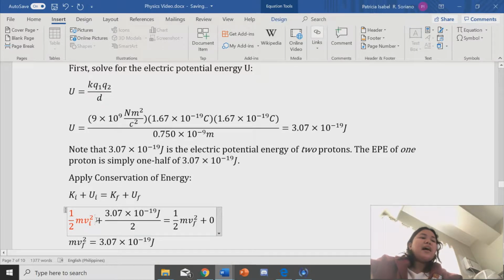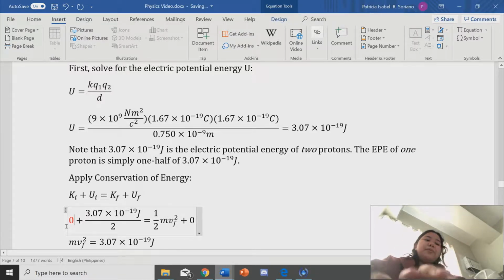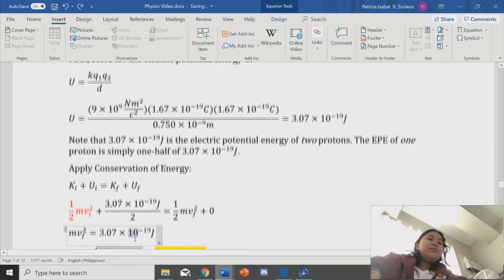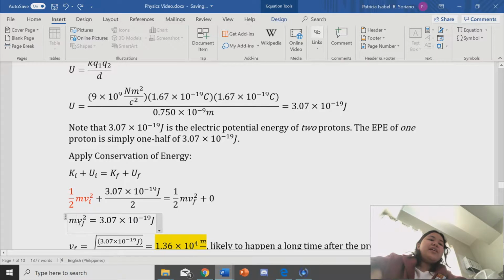Then, notice how I've highlighted this in red. You know how our given is 0 meter per second for the initial velocity, right? Since they're both released from rest. So that would mean this entire thing essentially gets cancelled. So it's going to be equal to 0. So, in short, we would be left with this formula. mv squared f is equal to 3.07 times 10 raised to negative 19 joules.